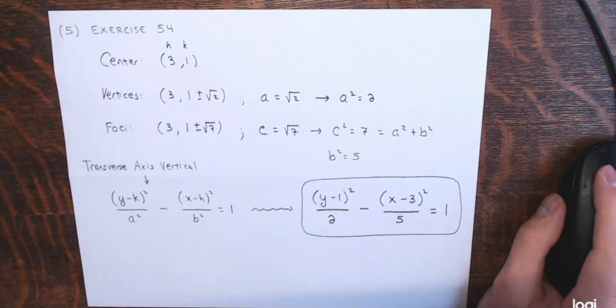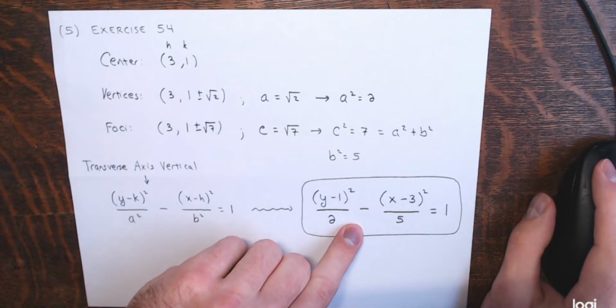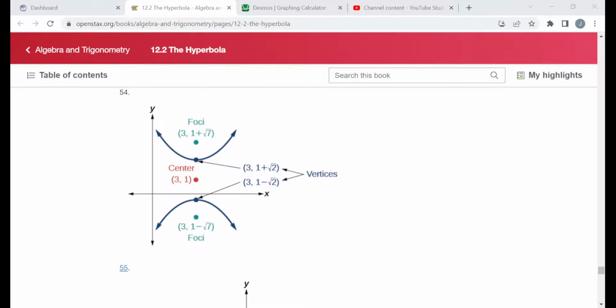Right. And again, this one I'll leave to you. Type this into Desmos or some graphing calculator and compare it to this picture that was given here, and it should be exactly the same. Right. And maybe plot the center too and the foci, and you'll see it's exactly the same.